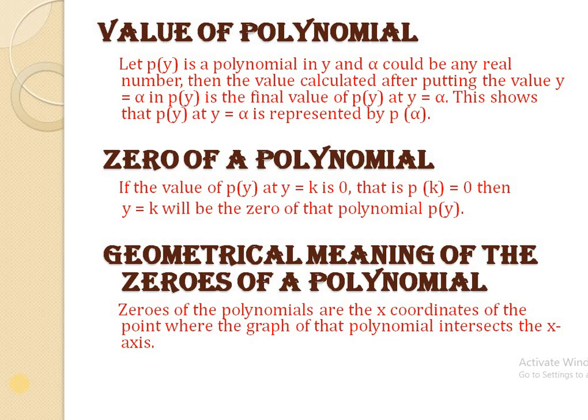Now, next topic is geometrical meaning of the zeros of a polynomial. Look carefully. Zeros of the polynomials are the x coordinates of the points where the graph of that polynomial intersects the x-axis. I repeat, where the graph of that polynomial intersects the x-axis.